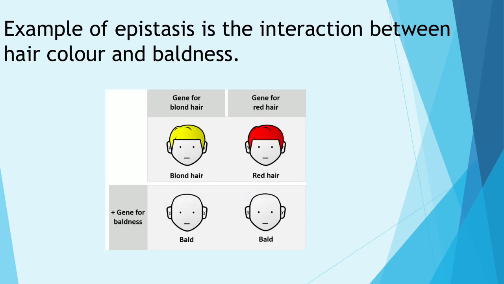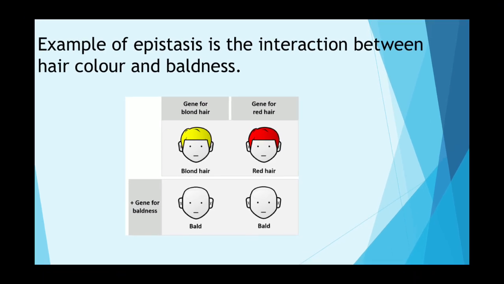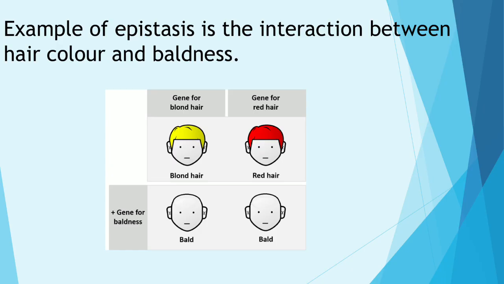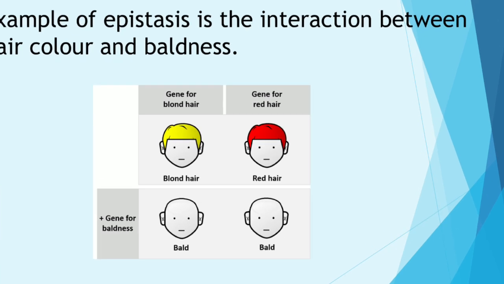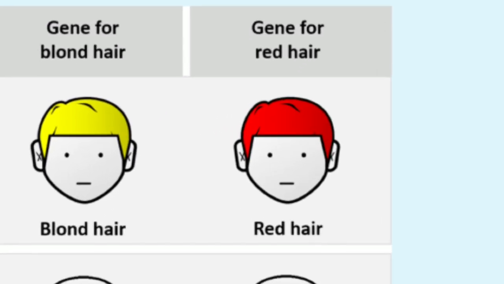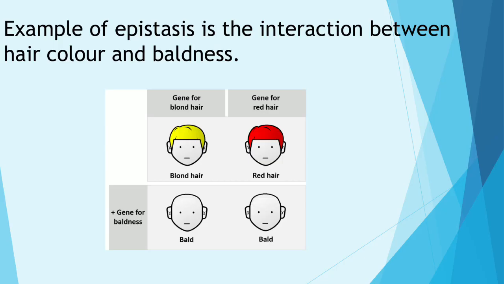Right here is an illustration of epistasis, which is the interaction between hair color and baldness. The gene that is responsible for baldness tends to mask the manifestation of hair color, such that the individual will end up with red or blonde hair color. So there is a form of interaction between the genes that cause baldness and hair color, that is epistasis.